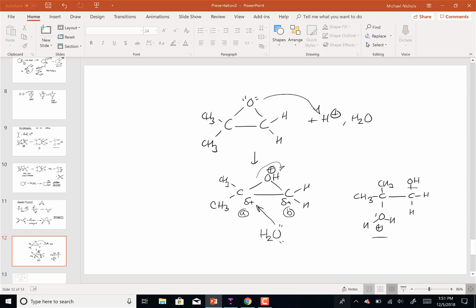This is the perfect time to talk about adding two OHs trans, because what did I just do 20 minutes ago? I added two OHs cis. So I can't add two OHs trans in one step. But if I turn the double bond into an epoxide and then add H plus H2O, I can now add the two OHs trans. So I have this ability to make both kinds of dialcohols.